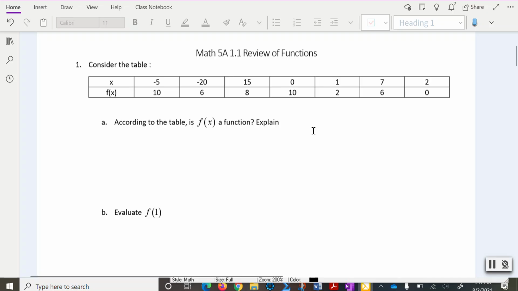Some people might have a concern about the output value 10 that repeats. We have it as an output for -5 and we have it as an output for 0. So is that a problem? Does that violate the definition of a function?